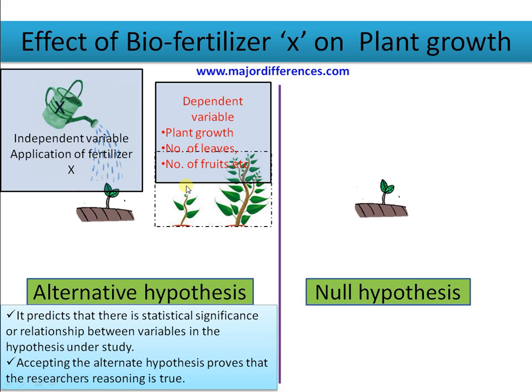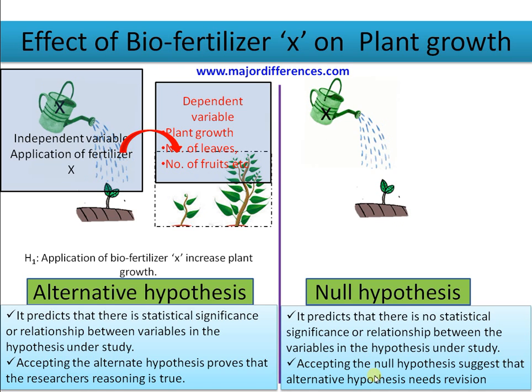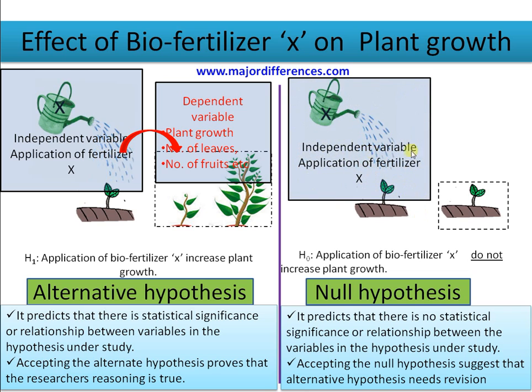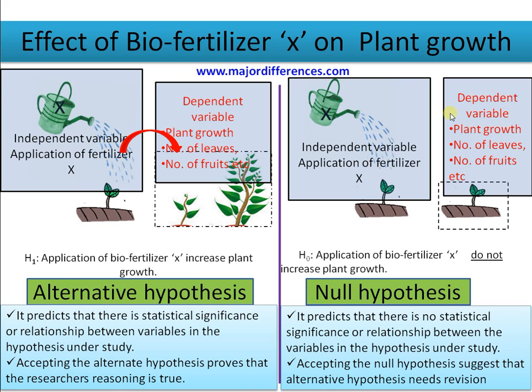Therefore, alternative hypothesis predicts that there is a relationship between these two. Change in independent variable significantly affects dependent variable, or the researcher predicts that application of fertilizer X increases plant growth, number of leaves, number of fruits, etc. Whereas null hypothesis predicts that there is no relationship between these two variables. Application of biofertilizer X does not increase plant growth. This independent variable, that is application of biofertilizer X, doesn't have any effect on dependent variable like plant growth, number of leaves, number of fruits, etc.